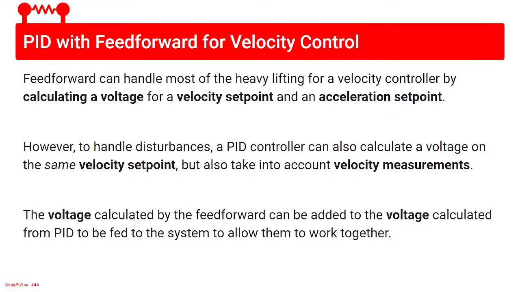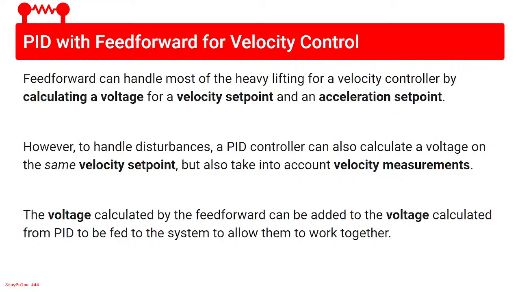So yeah, in the case of velocity control, it's actually pretty nice. Feed forward will do most of the heavy lifting for the velocity controller because we already saw feed forward alone is sufficient. But if you want to add PID onto a velocity controller, you can pass in the same velocity set point that you're using in feed forward. Both of them will use the same velocity set point, except PID will also use a velocity measurement, and then the voltage calculated by the feed forward can be added to the voltage calculated by PID and then fed into the system. The feed forward and the PID can work together on the same system.